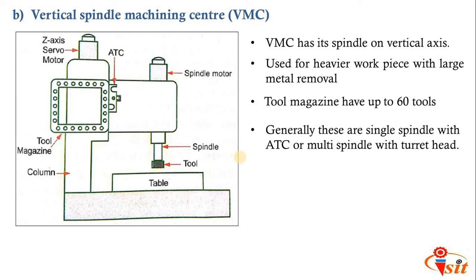Tool magazines have up to 60 tools. 60 tools can be attached to this vertical spindle machining center. Generally these are single spindle with ATC or multi spindle with turret head. Horizontal machining center, which is a single spindle machine, but vertical spindle machining centers are single spindle with ATC or multi spindle with turret head. So that is the main difference between VMC and HMC.